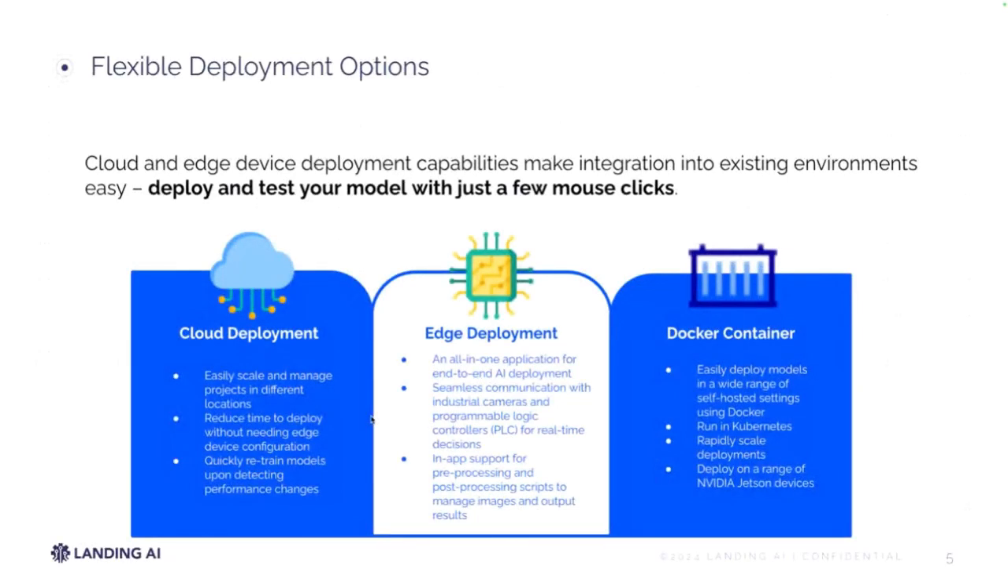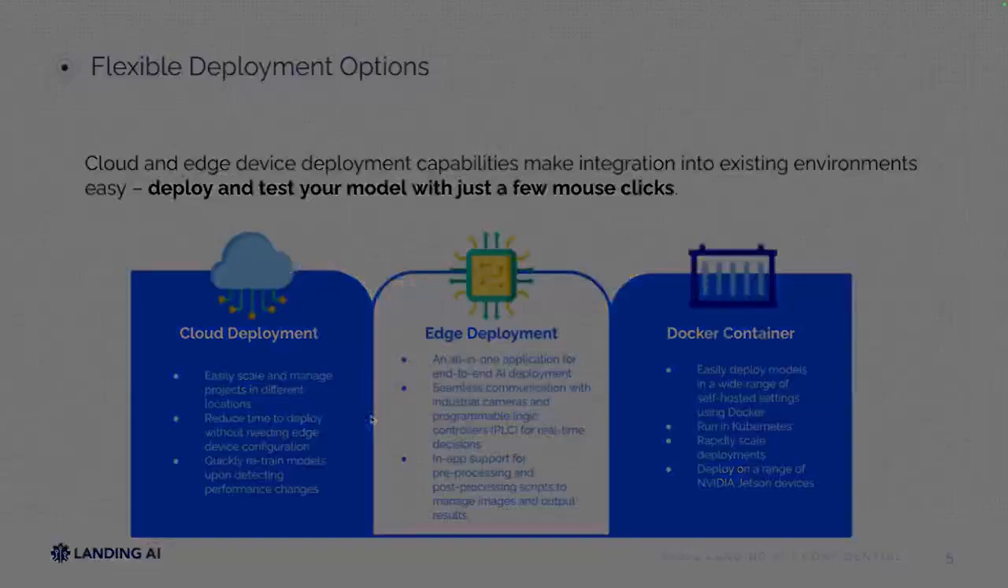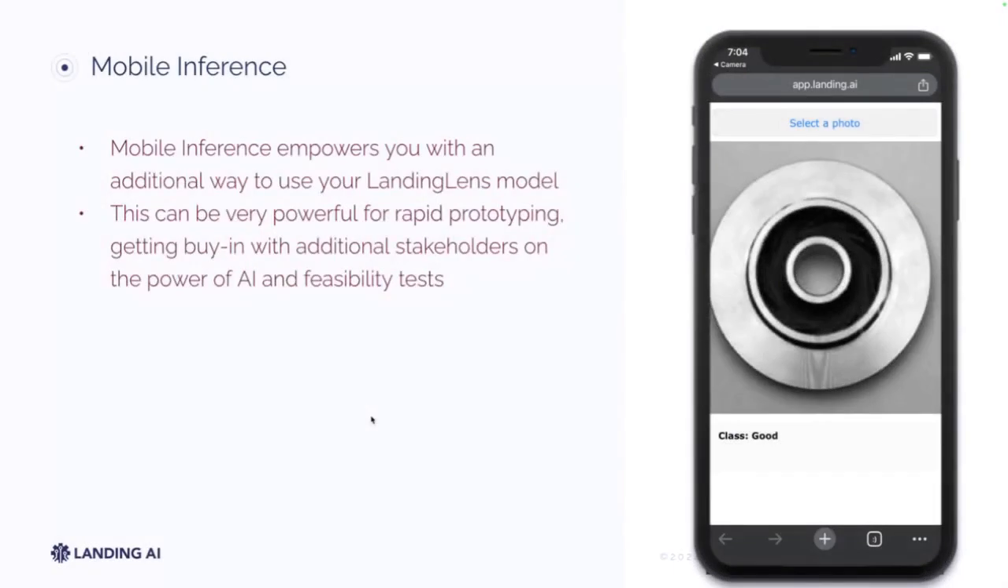So with the LandingLens platform, you have a variety of deployment options available to you. Our goal around this is really to make it as simple as possible to be able to port these complex deep learning models into your existing applications, whether that be from a cloud perspective, at the edge in a seamless UI application, or if you'd prefer to work within a Docker environment and run in NVIDIA Jetson devices. But the goal is for you to be able to take that model and ultimately port it where you need it. So you'll see this in the demo, but there's a couple different options.